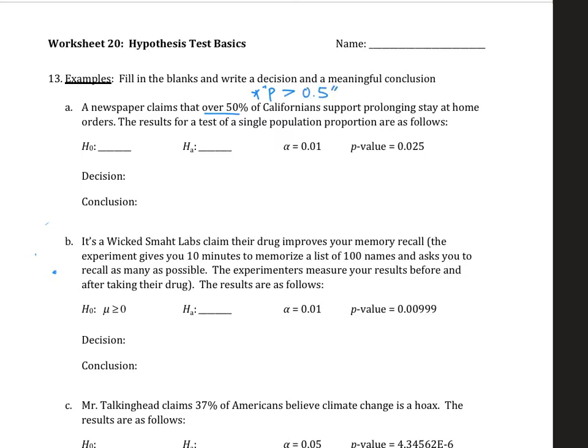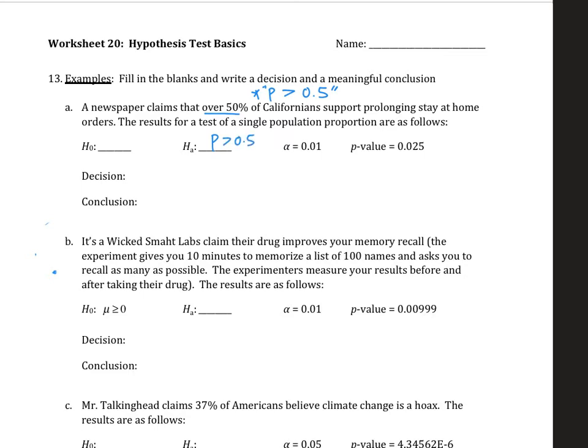It doesn't say at least 50%. It doesn't say more than or equal to 50%. It just says over 50%. So I'm going to use a strict inequality symbol. So that's going to be my claim. And I noticed there's no equal sign in it, so it's going to be our HA, alternative hypothesis. So I'm going to write P bigger than 0.5.